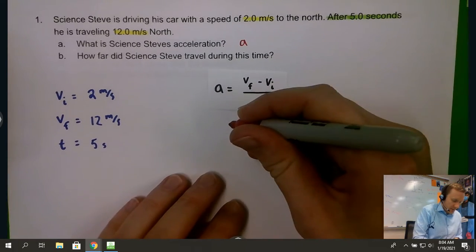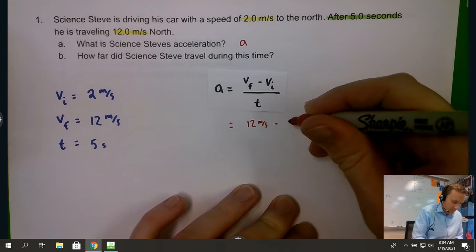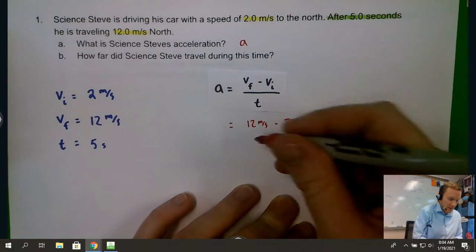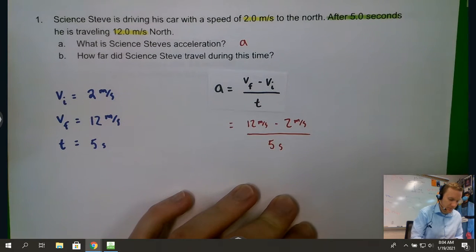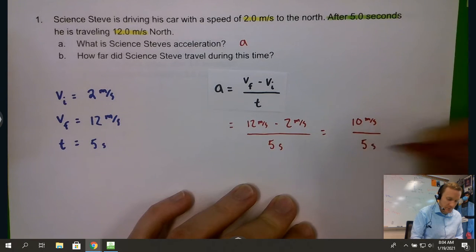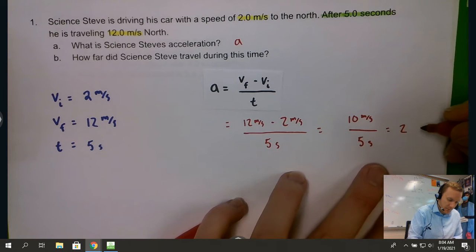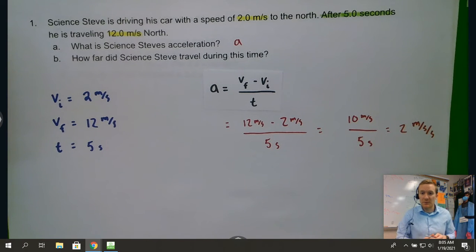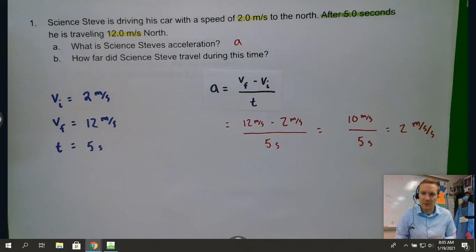So just going to fill in what I know. The acceleration is equal to the final velocity minus the initial, so 12 meters per second minus 2 meters per second, and all of this is put over the amount of time that's gone by, which is 5 seconds. So 12 minus 2 is 10 meters per second, all over 5 seconds. Simplify that a little bit further: 10 divided by 5 is 2, and because this is acceleration, our units are going to be meters per second per second. So this means every single second, Steve is increasing his velocity by 2 meters per second. Okay, so that's all well and good.